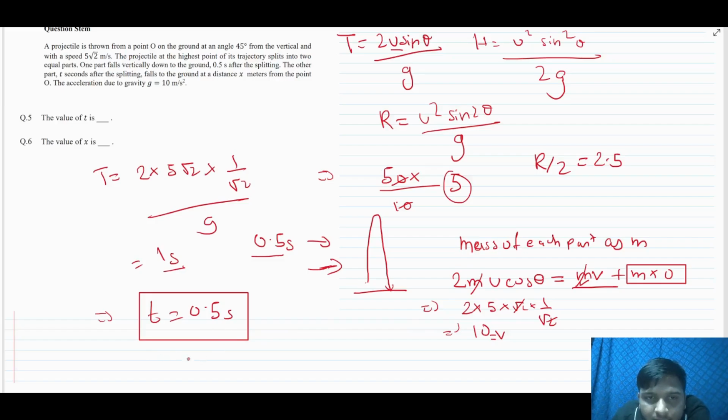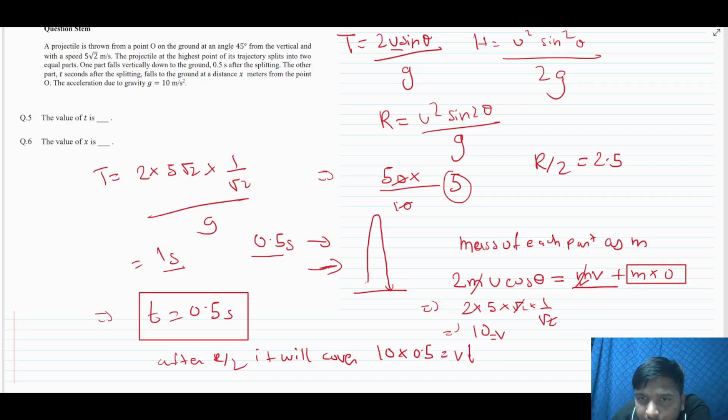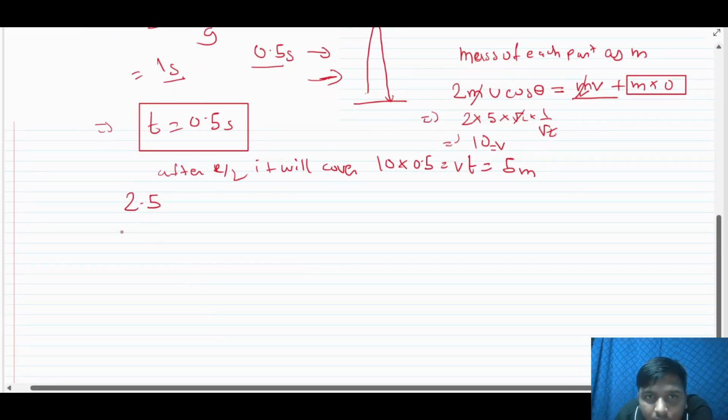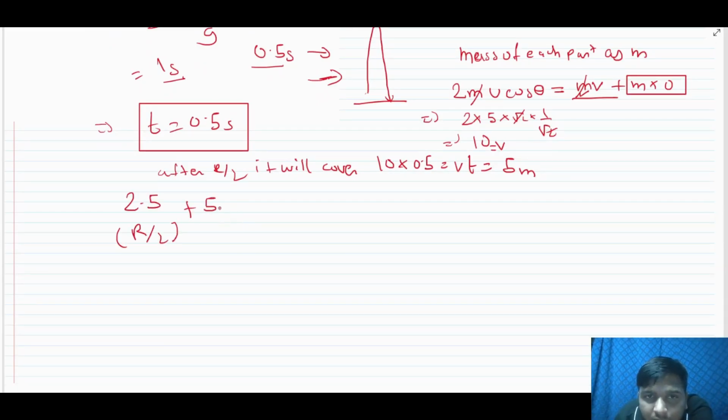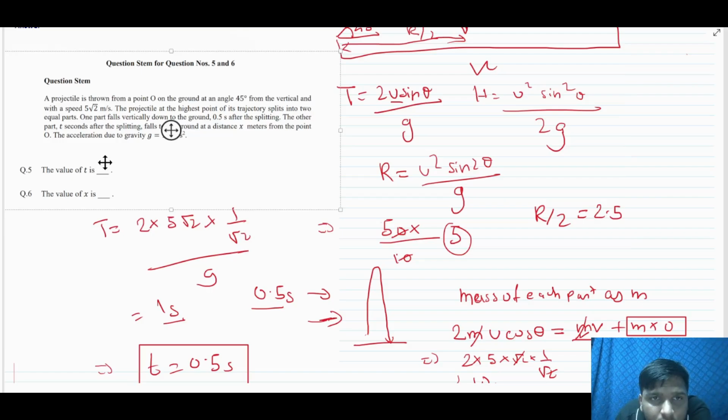meters per second, the distance covered will be after half of the range, R by 2. It will cover 10 into 0.5, equal to vt, which means 5 meters more. Hence the net distance from the origin is 2.5 meters of R by 2 plus 5 meters, because as one part falls, the other moves with more velocity and covers 5 more meters. So the answer is x equal to 7.5, and the time taken is 0.5 only. Okay, so let me write the value of t is 0.5 and the value of x is 7.5.